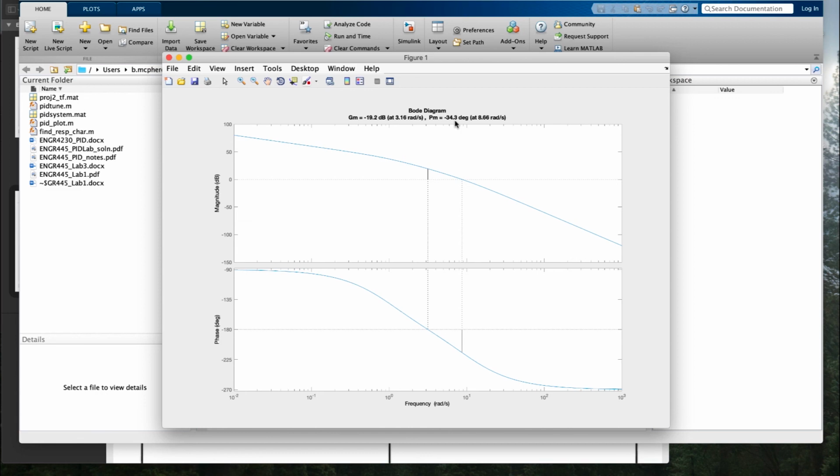This says negative 34. That's because the way we approximate phase as going from 0 to negative 90 across 2 decades doesn't quite exactly capture it, but it is pretty close. We made a pretty good stab at it, a good estimate by hand.